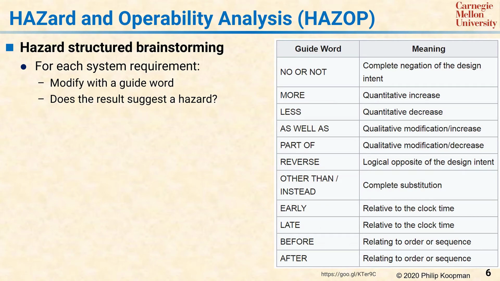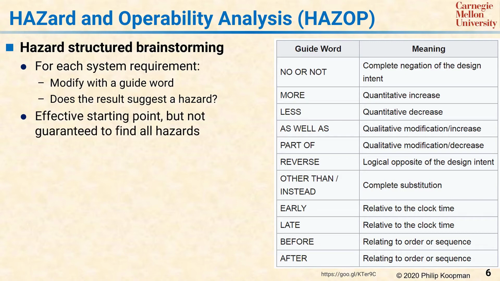For example, you might have a list of guide words such as not, or more, or less, or as well as, and those correspond to meanings in, for example, a process flow environment that you quantitatively increase or decrease. And the idea is to take the requirement and modify it with a guide word and come up with an opposite requirement to suggest a particular hazard. It's an effective starting point. It's not guaranteed to find all hazards, but nonetheless, it's a great place to start.